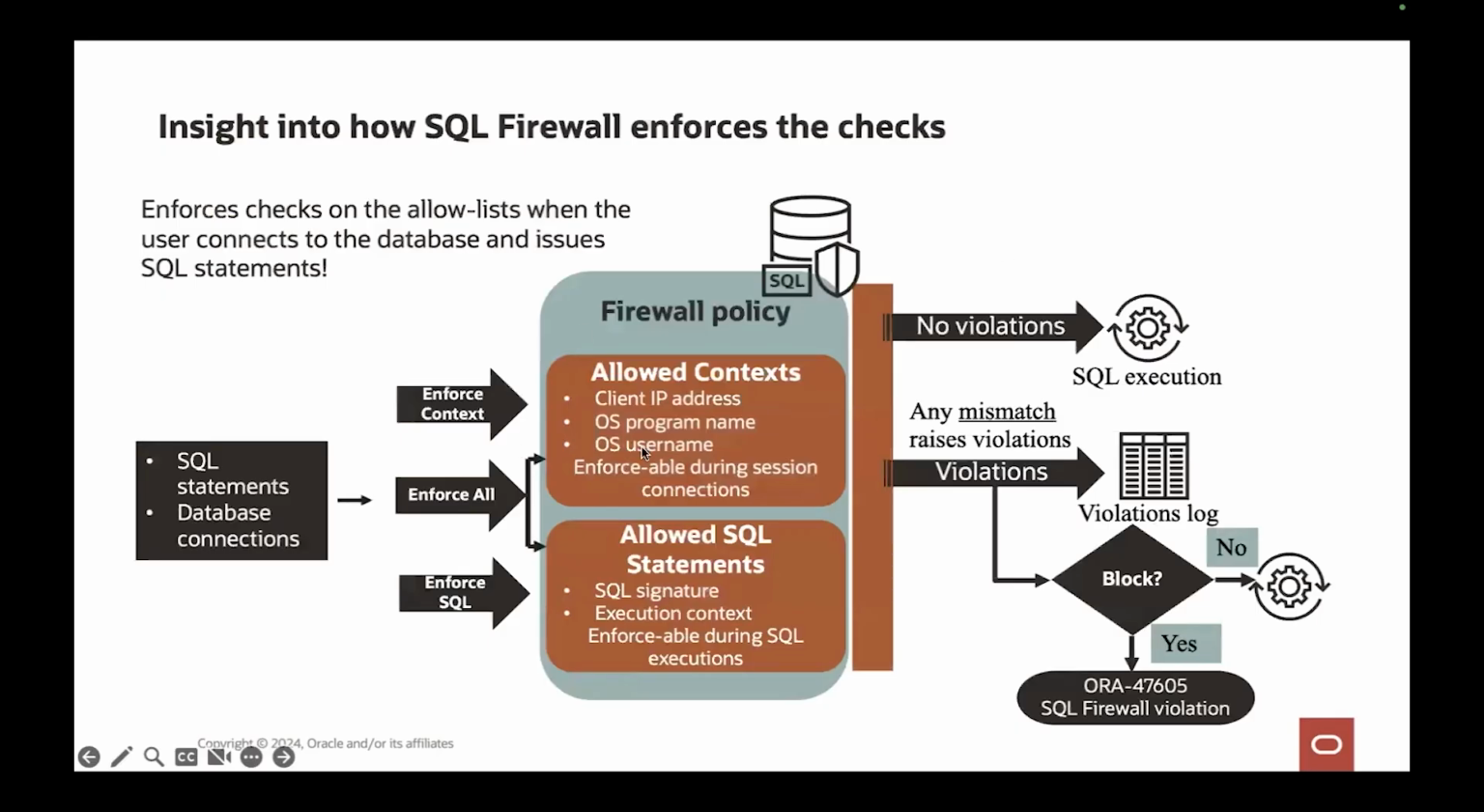Now, a quick view into how the SQL firewall enforces the checks. A SQL firewall policy is nothing but two sets of allowed items: allowed SQL statements and allowed context. Allowed context is based on three session context variables: client IP address, OS program, and OS username. And it's enforceable during session connection. So if any traffic violates this, the client connection is terminated.